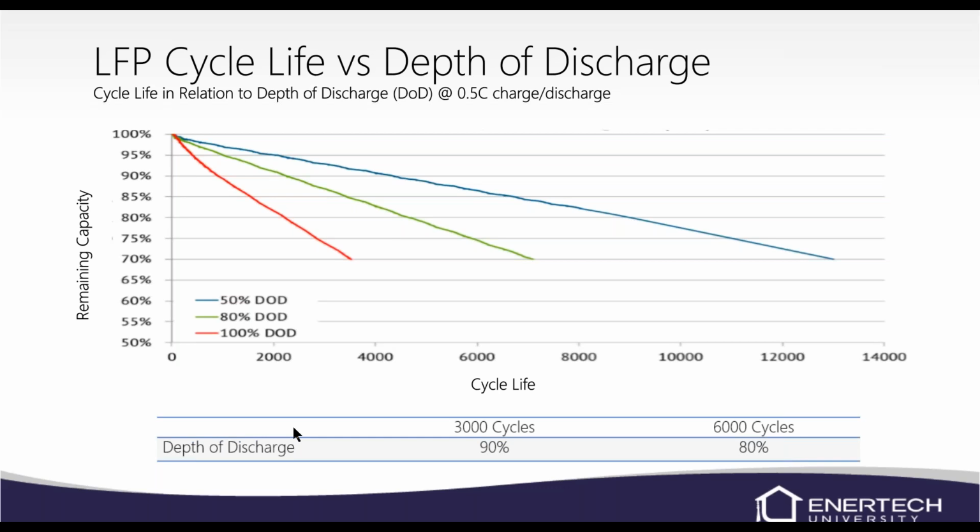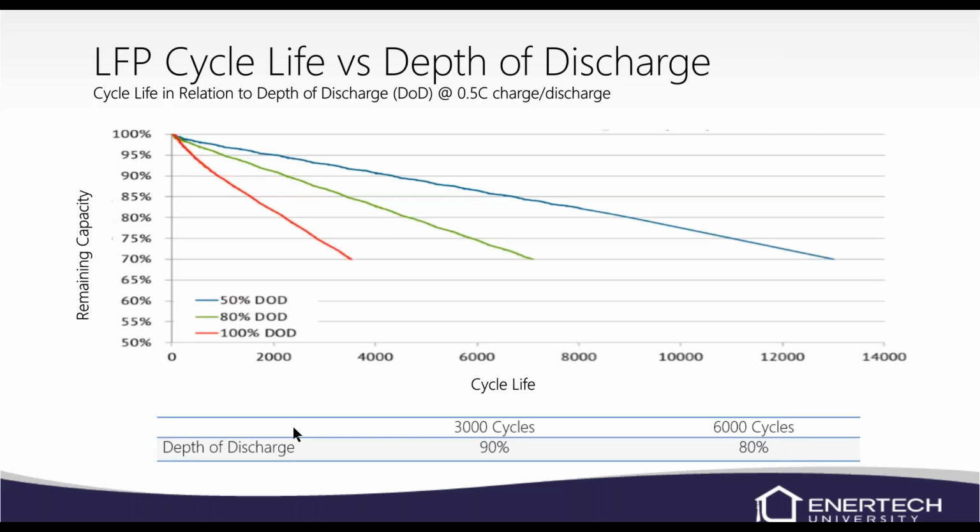Life cycle versus depth of discharge. Obviously, it's going to extend your life cycle if we don't drop it too low. Let's say we drain these batteries down to 20% every time. Well, you can see that's not even on the chart. So it's really going to affect the life cycle of that battery.